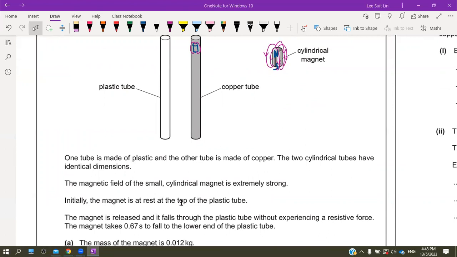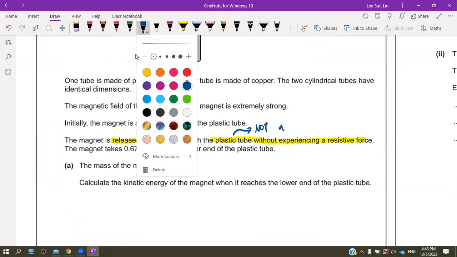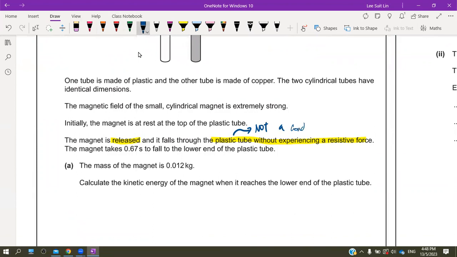And then it is released to fall through the plastic tube without experiencing a resistive force. Of course, for the plastic tube, there is no induced current, right? Because there is no conductor, not a conductor. So there is no Faraday's law here because there is no induced EMF.